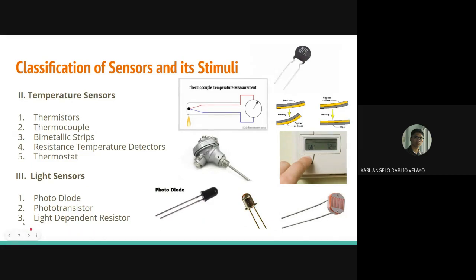And next, we have the light-dependent resistors. So based on the name of the sensor, we know that this particular sensor is used to detect light levels by decreasing the resistance when light intensity increases. So commonly used in alarm clocks and such.